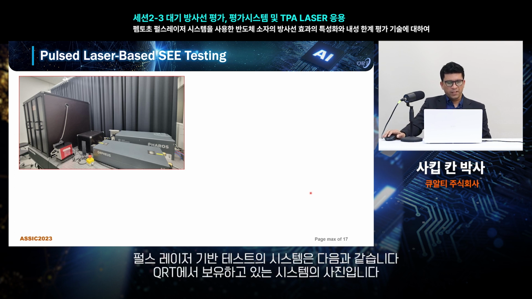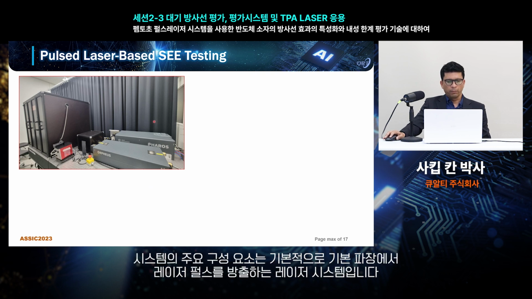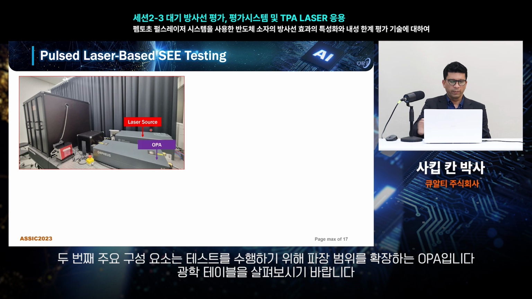The test system used for pulse laser testing looks like this. This is the picture of the system that we have at QRT. The main component of this system is basically the laser source system, which emits laser pulses at a primary wavelength. The second main component is the OPA, which expands the wavelength to a range of wavelengths that could be used to perform the testing.